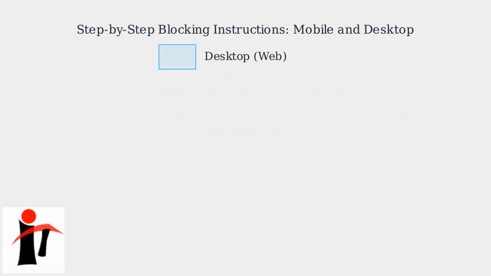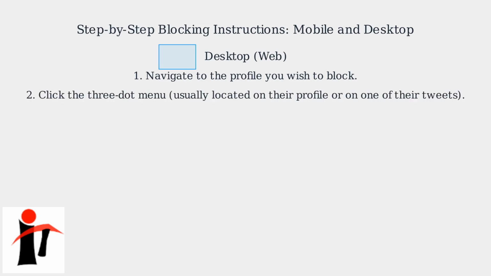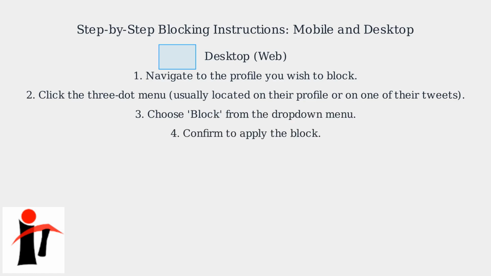For desktop web browsers, the process is similar but adapted for mouse interaction. First, go to the profile of the person you want to block on the X website. Click the 3-dot menu icon, which appears on their profile page or next to one of their tweets. From the drop-down menu, select the block option. Confirm your action to complete the blocking process.